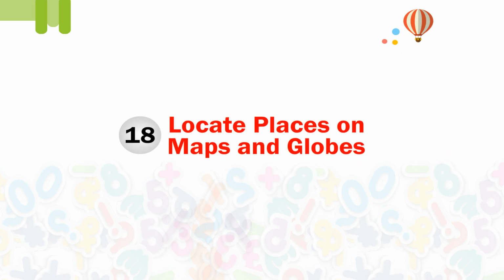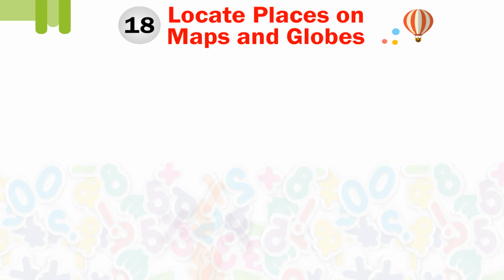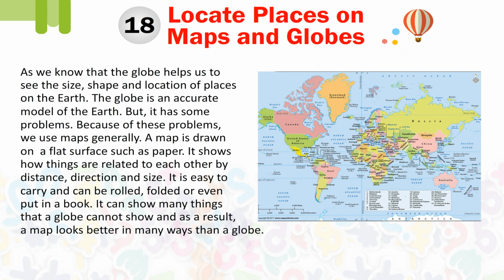Chapter 18. Locate places on maps and globes. As we know, the globe helps us to see the size, shape and location of places on the earth. The globe is an accurate model of the earth, but it has some problems. Because of these problems, we use maps generally.